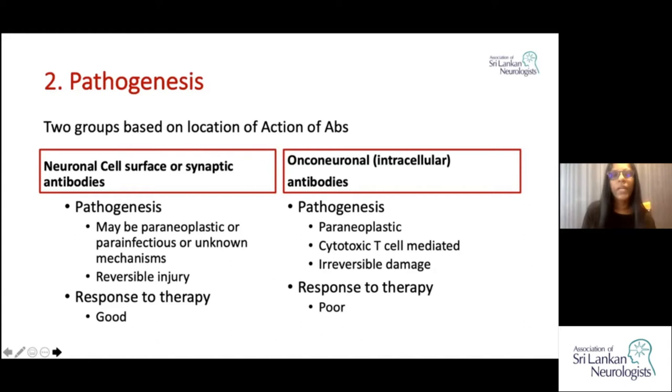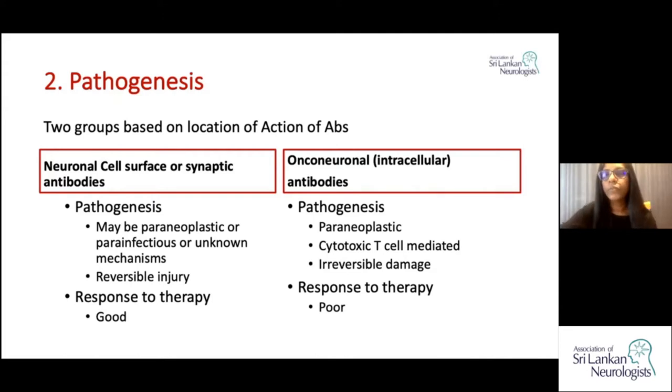So let's look at the first group, that is the cell surface or synaptic protein antibody disease. What causes this? It seems that the pathogenesis is probably genetically determined. We are yet to really understand what exactly causes this. There seems to be a trigger, and the trigger could be paraneoplastic, or para-infectious, or maybe some unknown mechanism which triggers off your genetic potential to produce these antibodies. These cause effects on the cell surface of the neuron, and therefore the degree of damage is often reversible. And because these antibodies are on the surface, our immune therapies can act on them, and therefore the response to therapy is good.